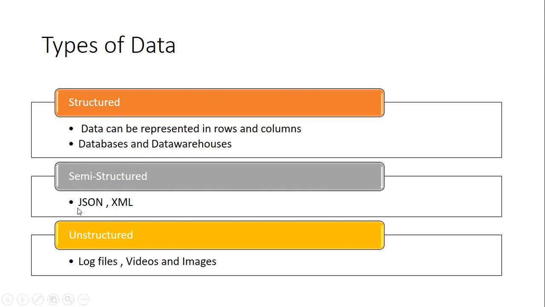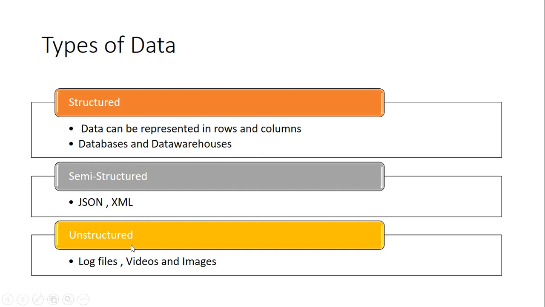So this is JavaScript object notation. The first letter of each of these words has been taken and formed JSON. But for XML, it is the second letter that has been considered. So in extensible, it is X that has been taken, and in markup, it is M, and in language, L has been taken. So it is extensible markup language. So we have JSON and extensible markup language as examples for semi-structured data.